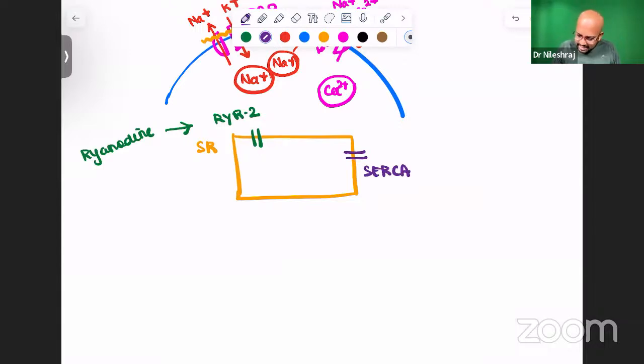With the help of SERCA, the calcium which has been accumulated in the cytoplasm will be taken up inside the sarcoplasmic reticulum and the calcium will be stored inside those areas.